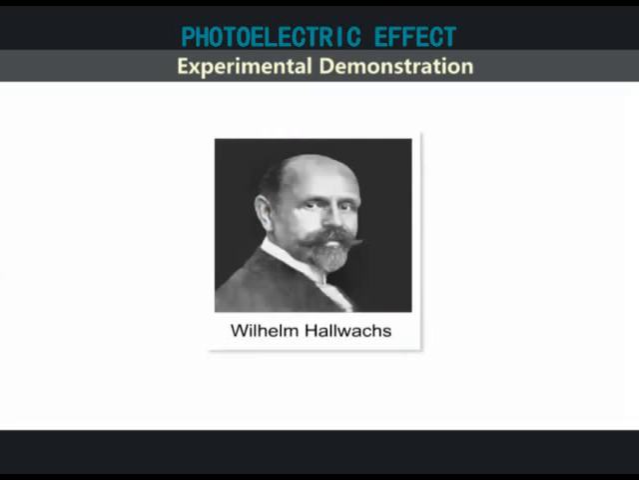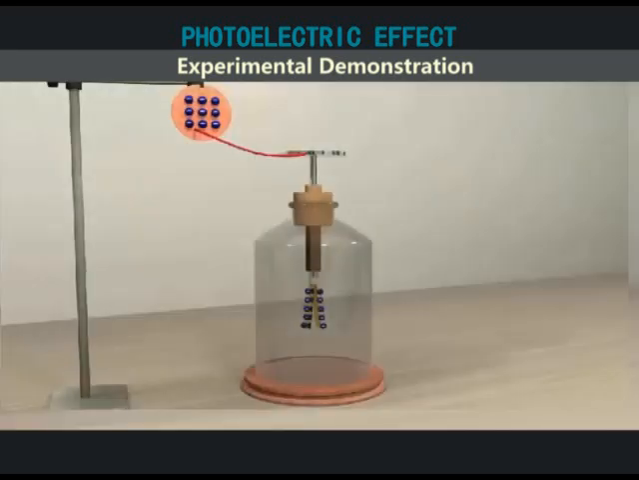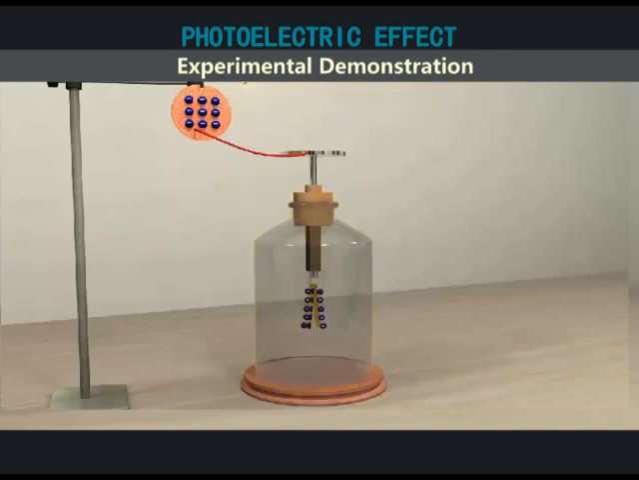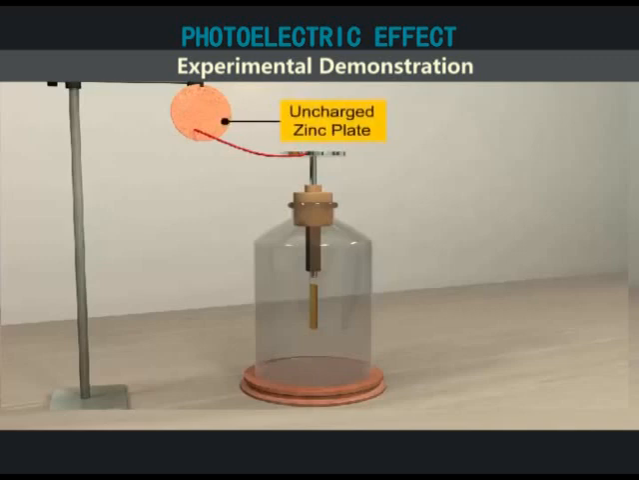Wilhelm conducted a further but simpler experiment to advance this new phenomenon. He mounted a clean, circular, negatively charged zinc plate on an insulating stand and connected it by a wire to a gold leaf electroscope. He observed that when UV radiation struck the zinc plate, it lost the charge. He repeated the experiment by replacing the negatively charged plate with an uncharged one. When UV radiation hit the plate, it became positively charged.